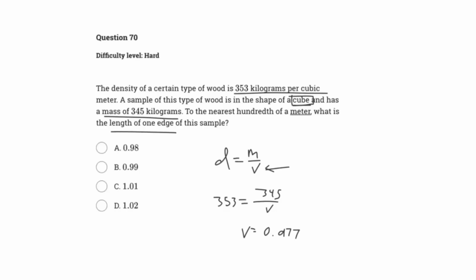So we know that the wood is in the shape of a cube, and so now we have the volume of that cube, right? To find the volume of a cube, it's side length times width times height. And because all sides are equal in a cube, we can just take the cube root of the volume to find one edge or side length. So the cube root of 0.977 is going to give us a value of around 0.99. Therefore, that lines up with our answer choice of B, and that is our answer.